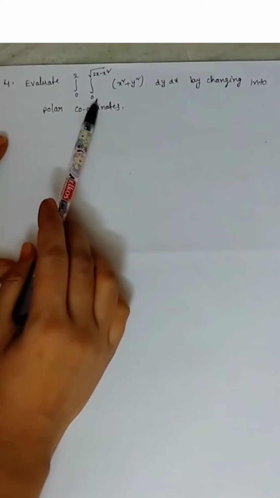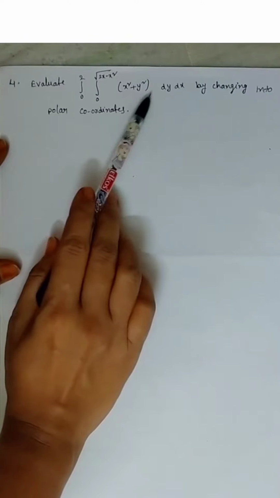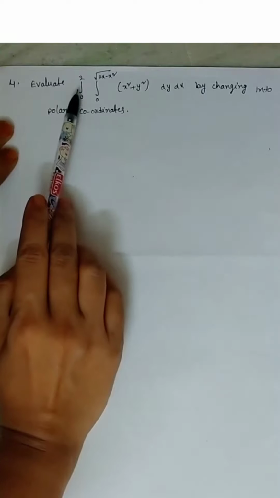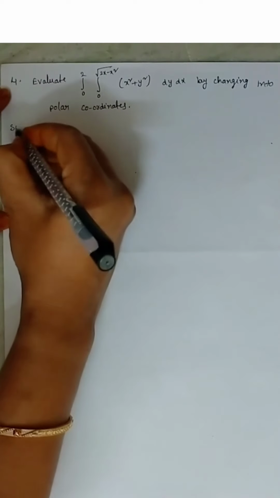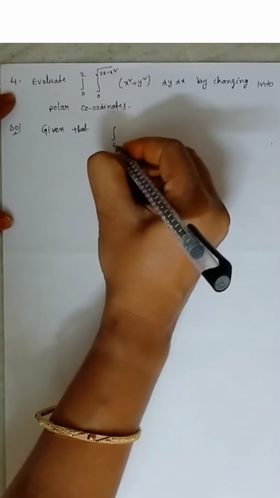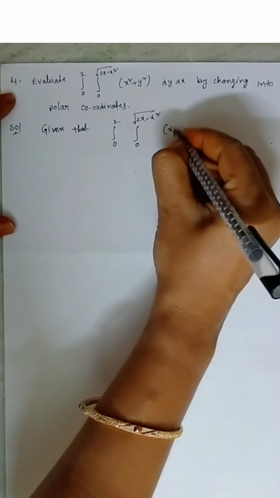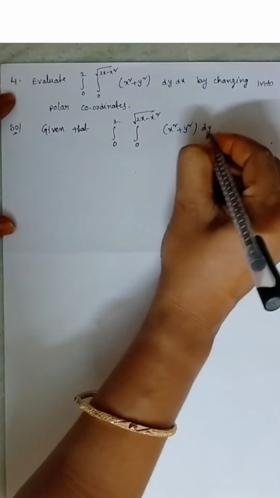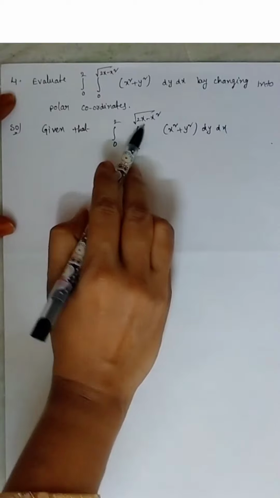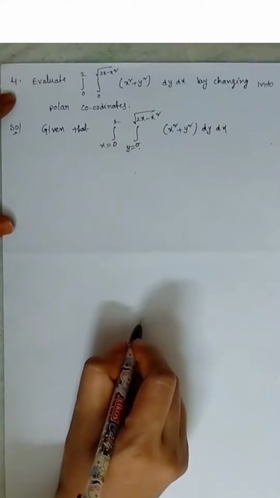Evaluate the integral 0 to 2, integral 0 to root of 2x minus x square, of x square plus y square dy dx, by changing into polar coordinates. Here they mentioned the limits. So given that, integral 0 to 2, integral 0 to root of 2x minus x square, of x square plus y square dy dx. Here these are the variable limits in terms of x. So obviously these limits belong to y limits and the remaining limits belong to x limits.